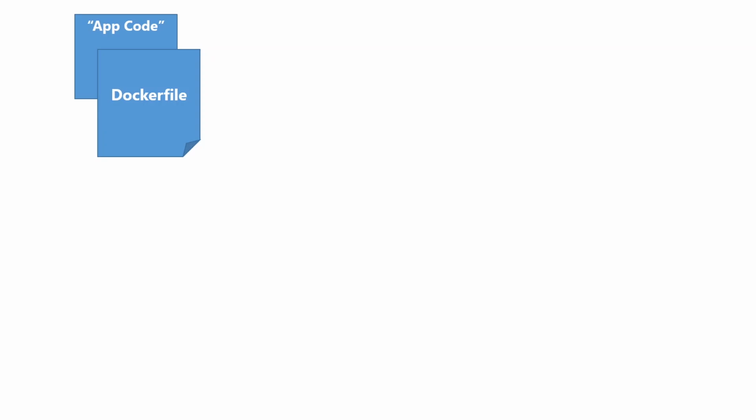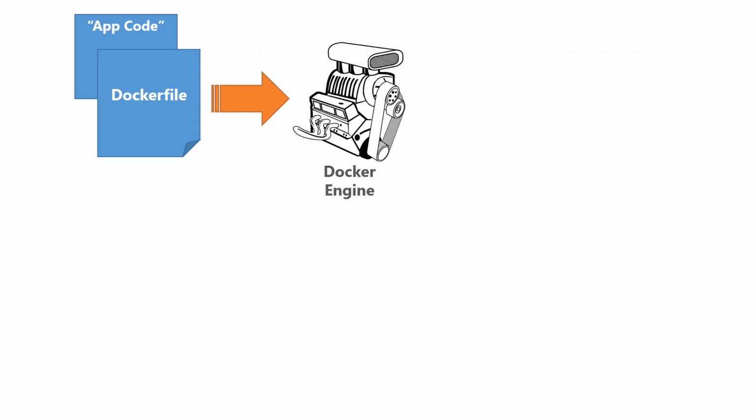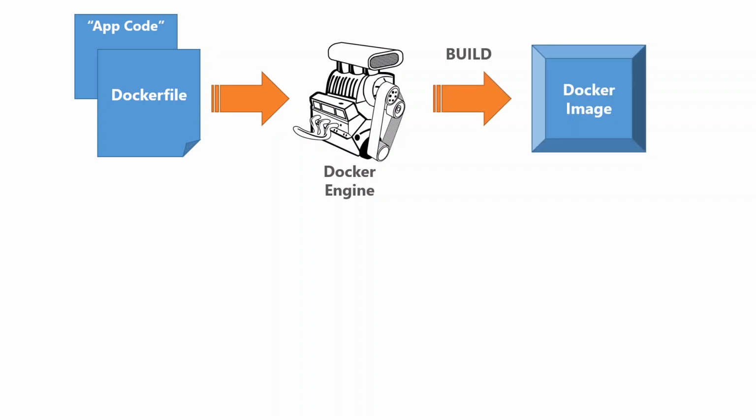So how does it work? Well, we're going to write some app code, in this case .NET Core or C# code to write an API, and then we will introduce a Dockerfile into our project, and all the Dockerfile does is tell Docker how to package our app into an image. So you will then feed or run this Dockerfile through the Docker engine, performing a build effectively, and you will build a Docker image. That's what you'll end up at the end of this.